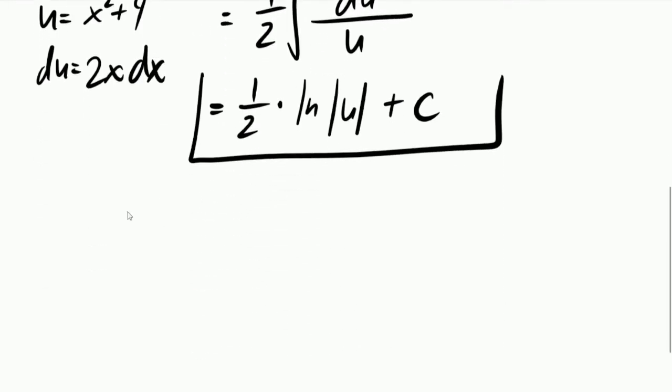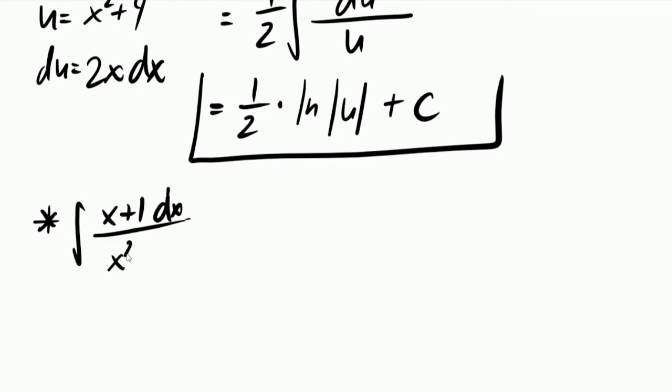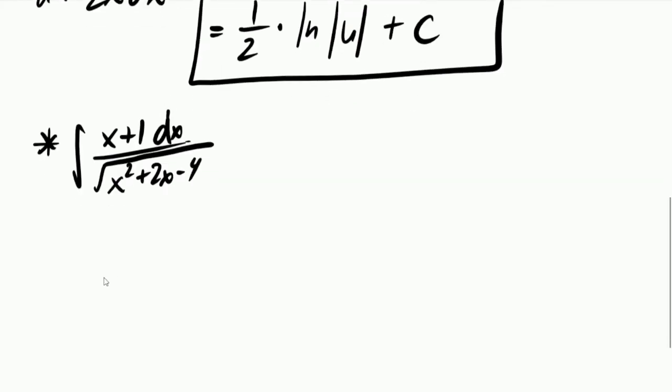Now next example, we have the integral of x plus 1 dx all over x squared plus 2x minus 4. Sorry for my writing here.